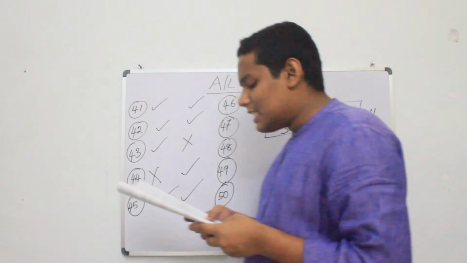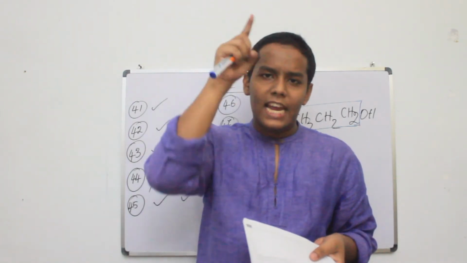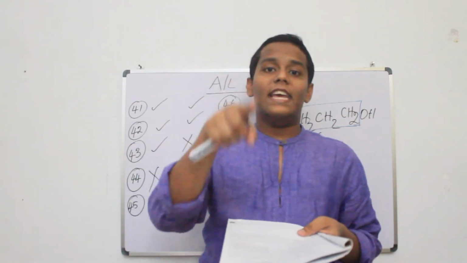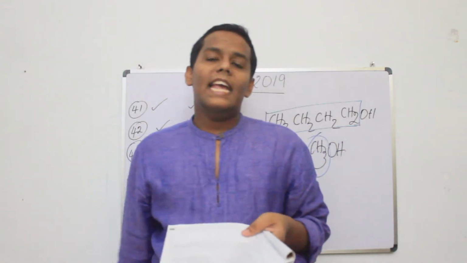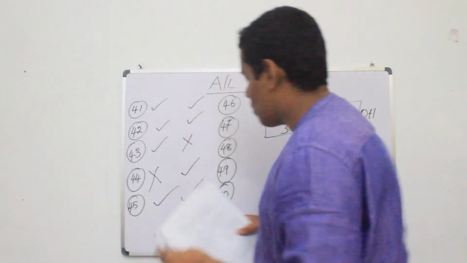46. The reaction CH3CH double bond CH2 with HBr is a nucleophilic addition reaction. Wrong. H plus acts as the electrophile, and this reaction is an electrophilic addition reaction. So 46, the first one is wrong.